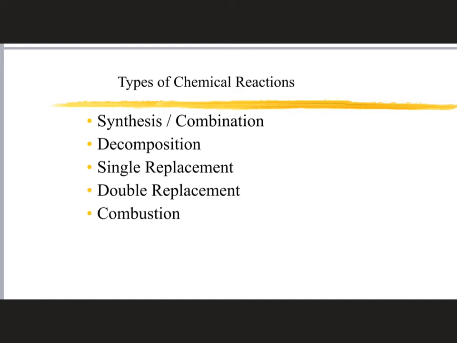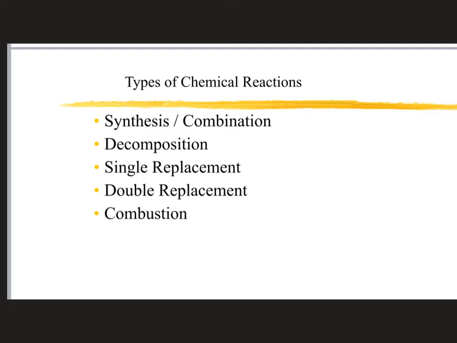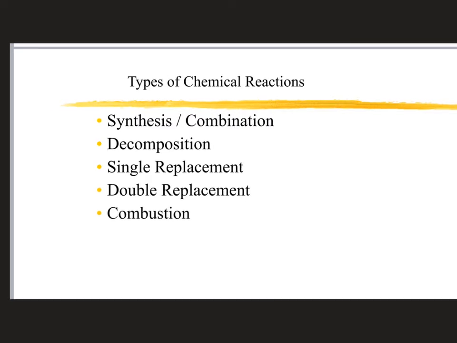So the first thing we're going to go over is the types of chemical reactions, and there are 5 main ones that you need to know for now. The first is the synthesis and combination. So that's whenever you have 2 reactants making 1 product. A decomposition would be exactly the opposite, where you have one reactant breaking down into 2 products.